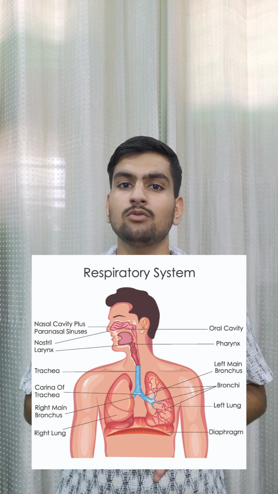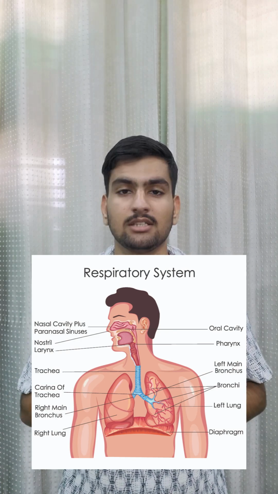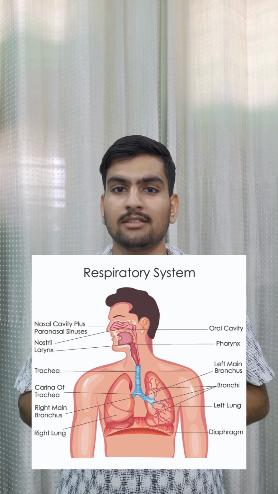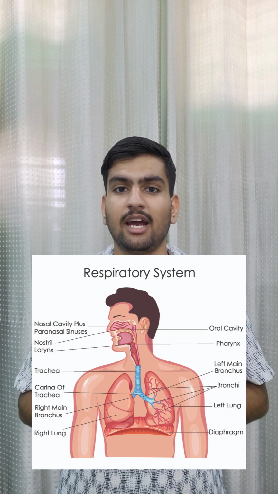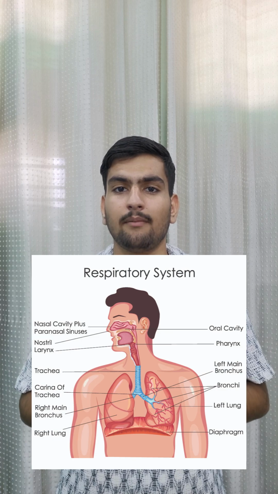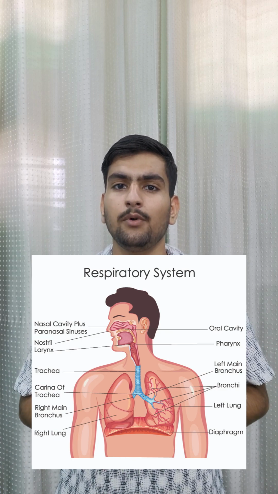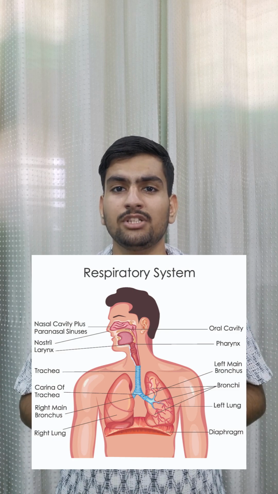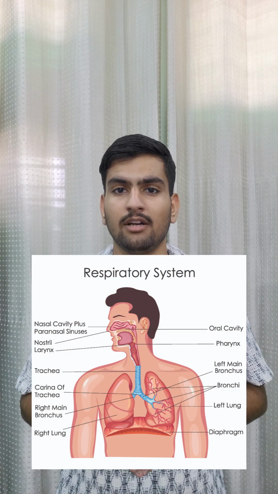Our nose has two openings called nostrils. After the nostrils we have a nasal passage. The nasal passage has fine hair and mucus which trap the dust particles and impurities present in the air, so that the air which goes into our lungs is filtered.